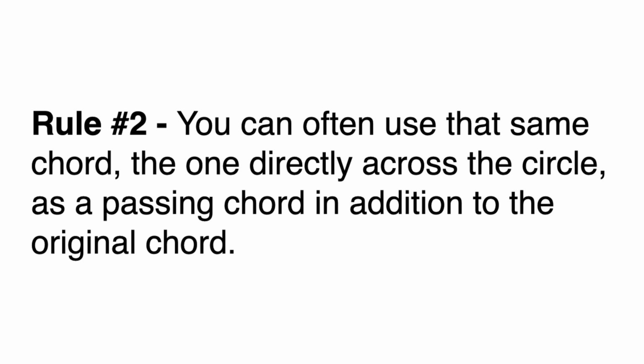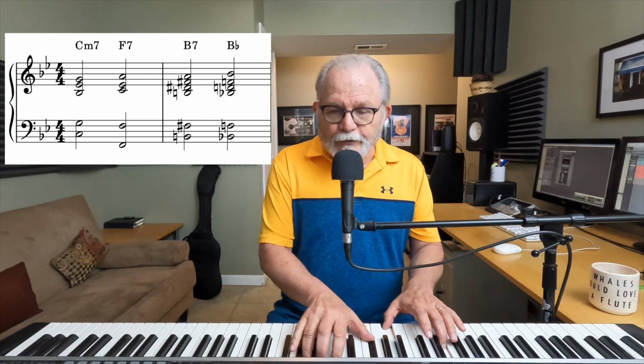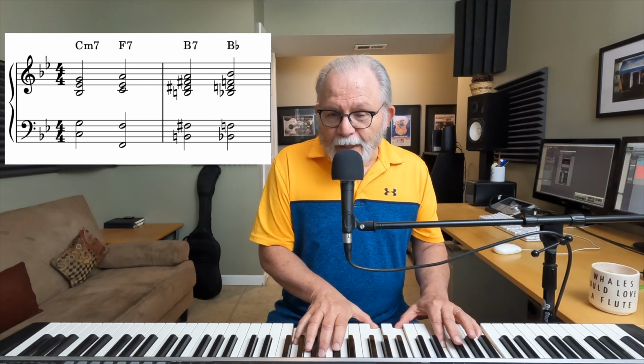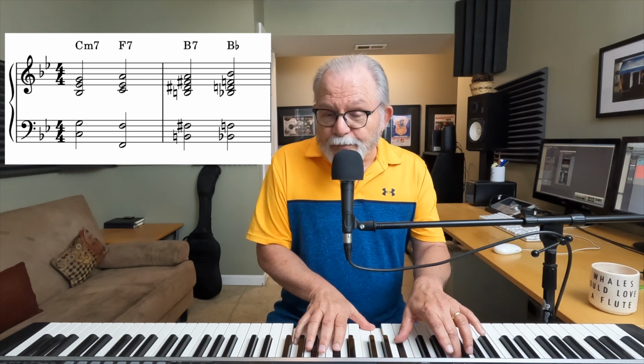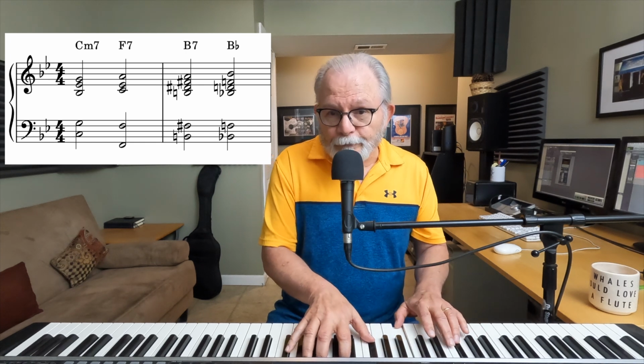Rule number 2, you can often use that same chord, the one directly across the circle, as a passing chord in addition to the original chord. So here's the original chord, and then this B7 is now a passing chord.